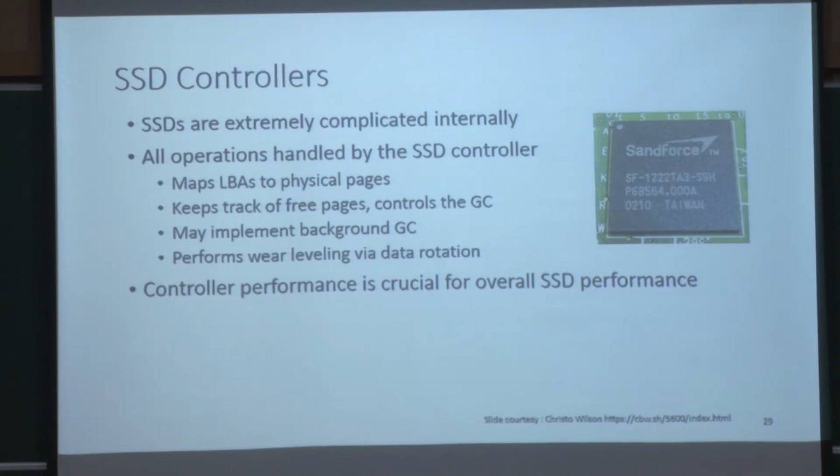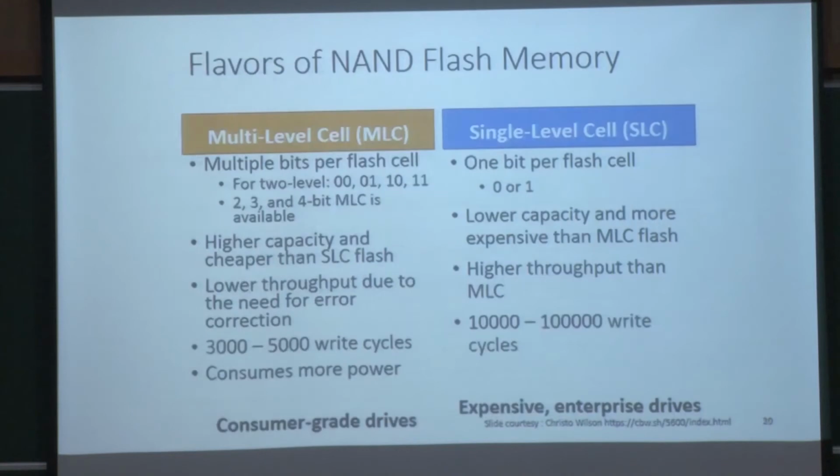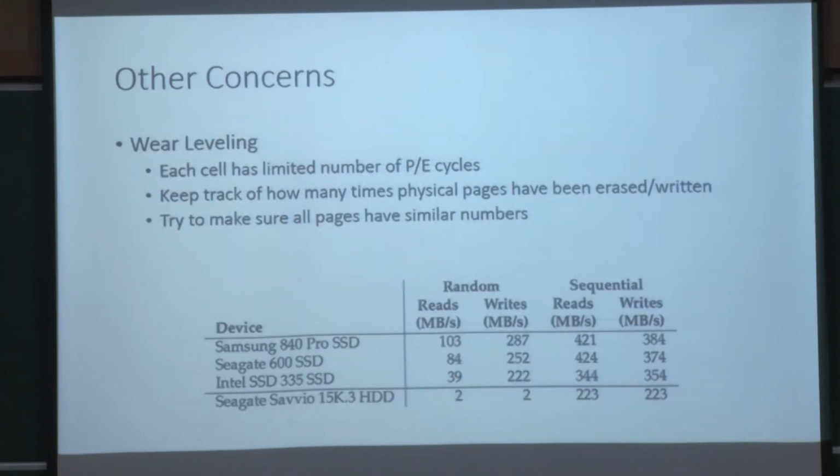And I'll get back to wear leveling in just a bit, right? So it's a piece of logic that runs a bit of C code, right? All of this functionality is implemented in very, very optimized C code that runs on what is known as the SSD controller and takes care of all these operations that we have talked about so far. All right? Okay. I think we've covered a lot of this, the differences between the multi-level cells and the single-level cells.